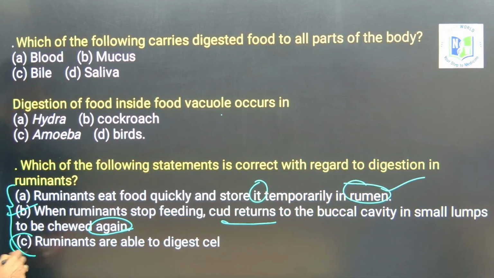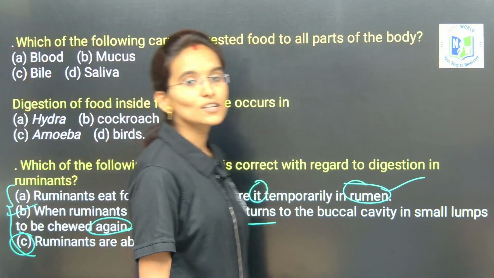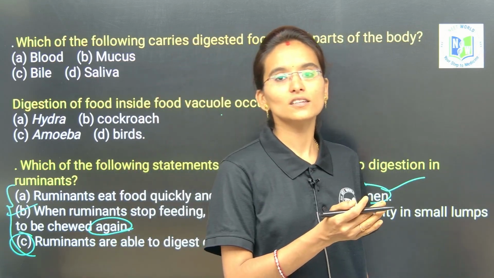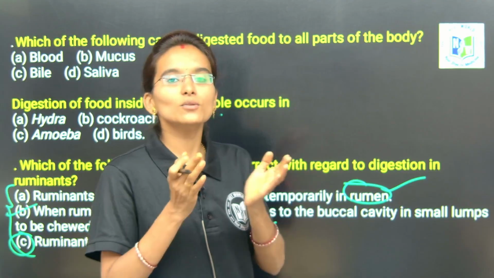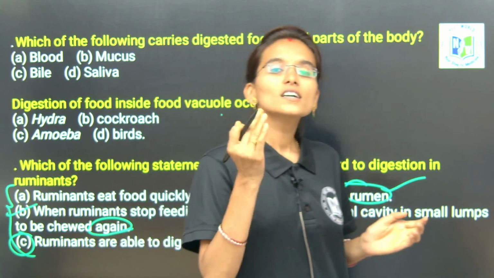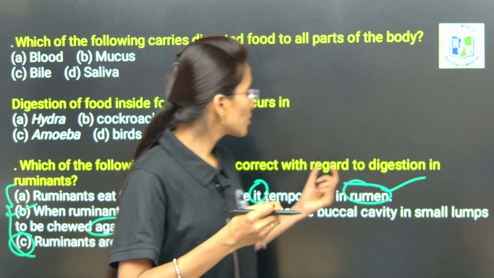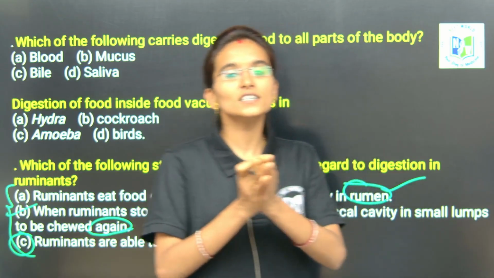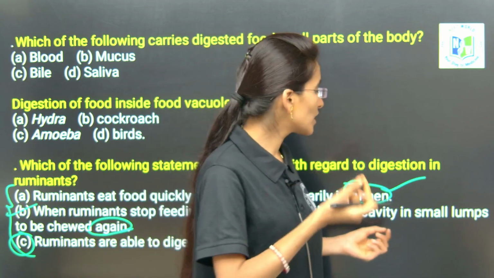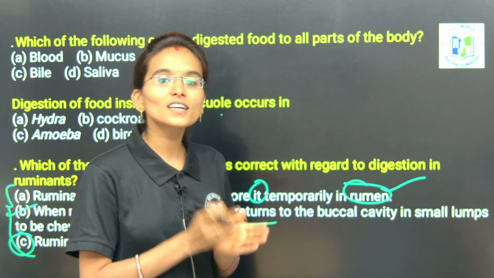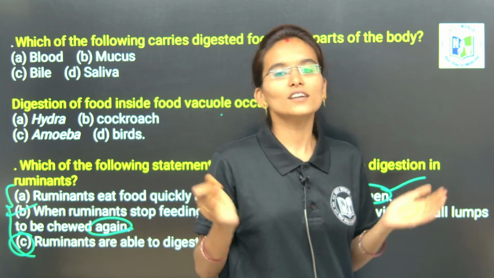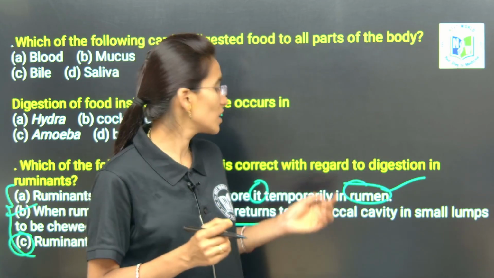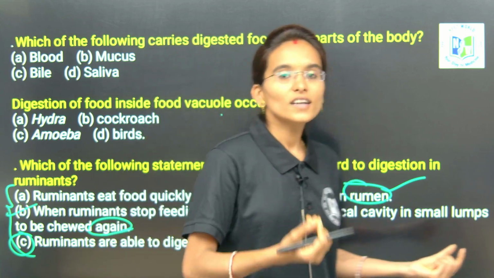And next one, option C is ruminants are able to digest cellulose. The ruminants are herbivores, my dear students. Herbivores eat plants, and plants contain cellulose. So they have the capacity to digest the cellulose. To digest the cellulose, there is a special anaerobic bacteria present inside the ruminants, whereas we human beings don't have such anaerobic bacteria in our digestive system. That is the reason ruminants can digest the cellulose.